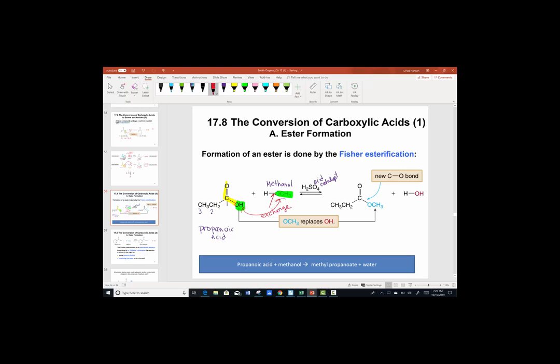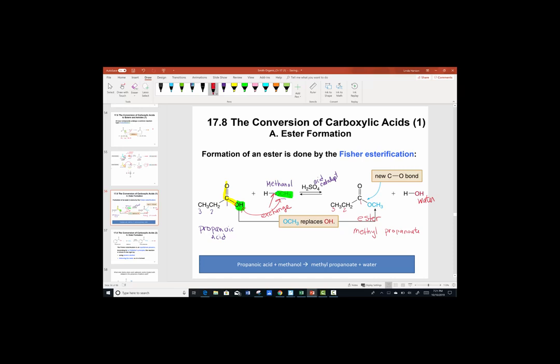So what forms is a new C-O bond. The carboxylic acid has turned into an ester. There is 1 carbon after the oxygen, so it's called methyl. There are 1, 2, 3 carbons connected to the C double bond O. Propanoate. That's the name of our ester. And of course, water is the byproduct of this reaction.